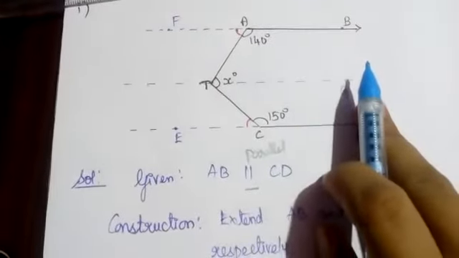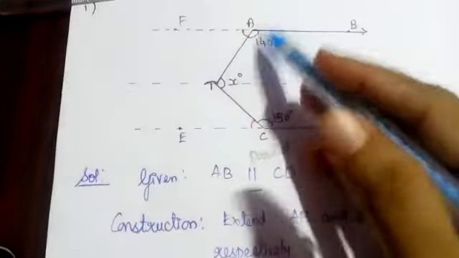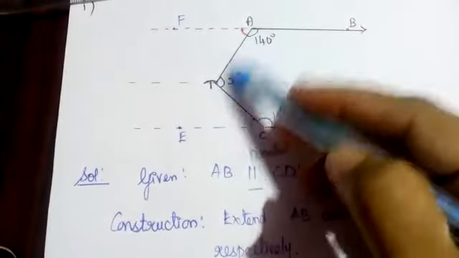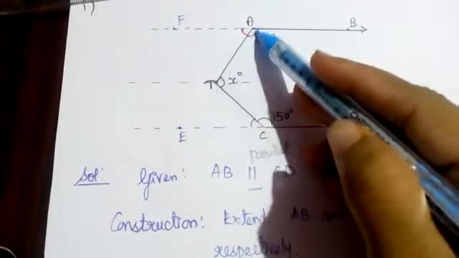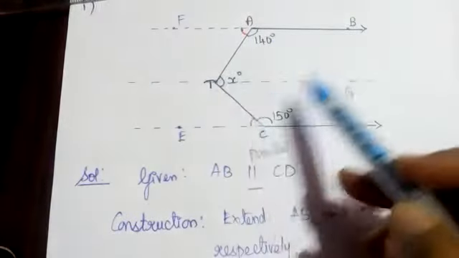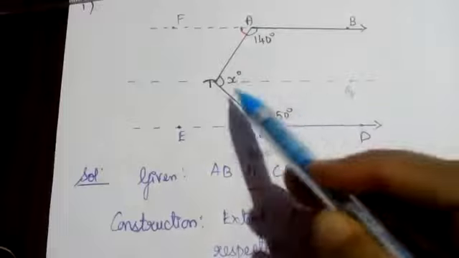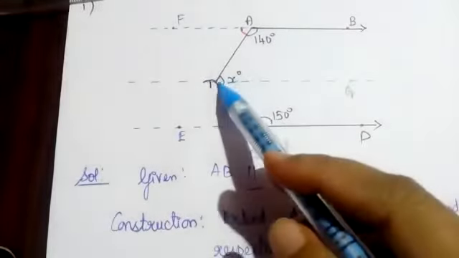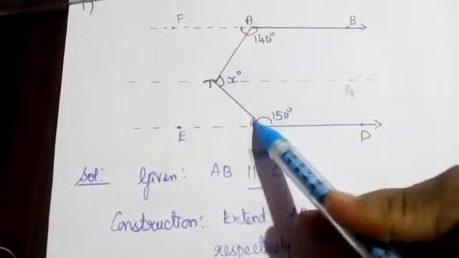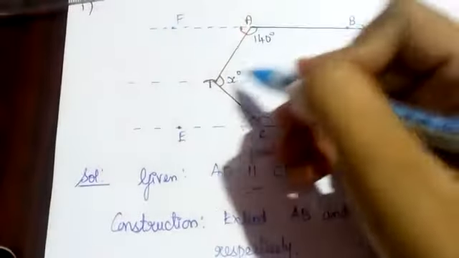Got it, children? Now why did I construct this? We saw what happens when a transversal meets two parallel lines. So this looks like a transversal, isn't it? It meets the parallel line AB and the parallel line TG. Again TG and CD are parallel, isn't it? So the transversal TC meets the parallel lines.